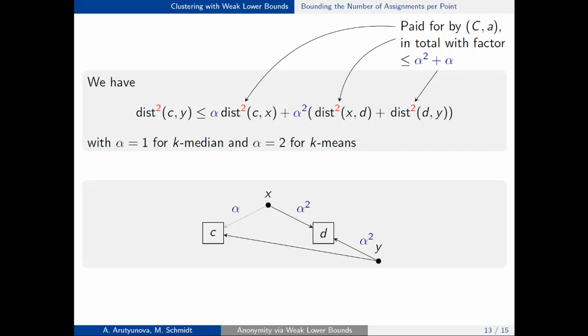And if we then sum over all these newly established connections, we observe that every distance here on the right hand side in total pays at most with factor alpha squared plus alpha for the cost of these newly established connections. And with this we conclude that in total the cost of our solution is at most 2 times the cost of the original solution for k-median, or 6 times the cost of the original solution for k-means. Now we know how to compute solutions with 2 weak lower bounds.